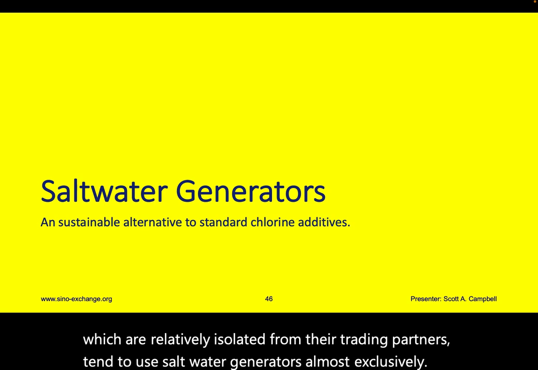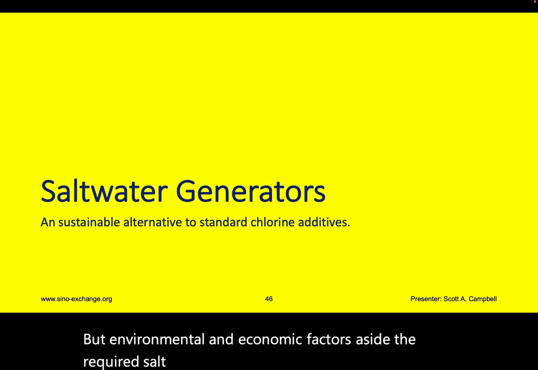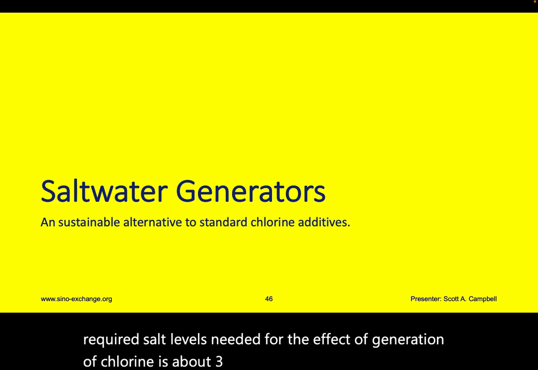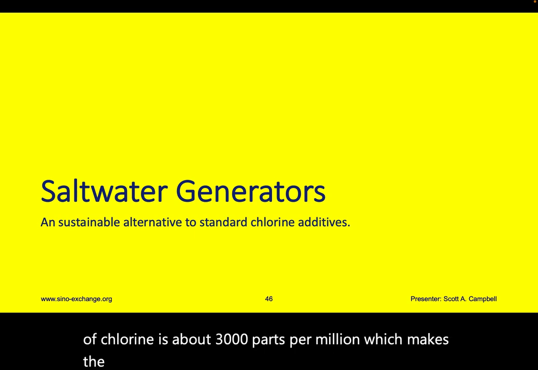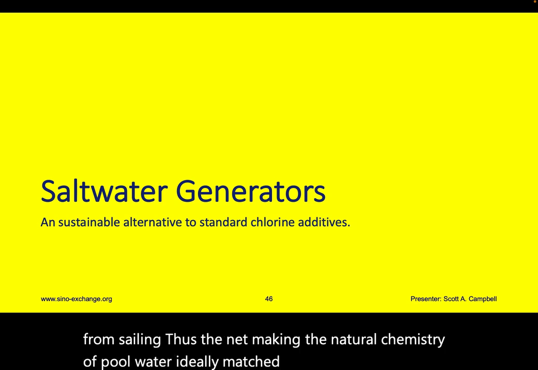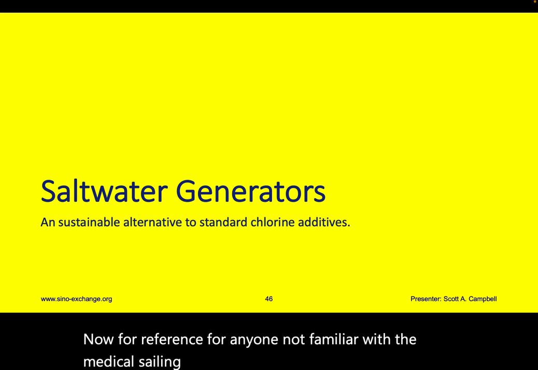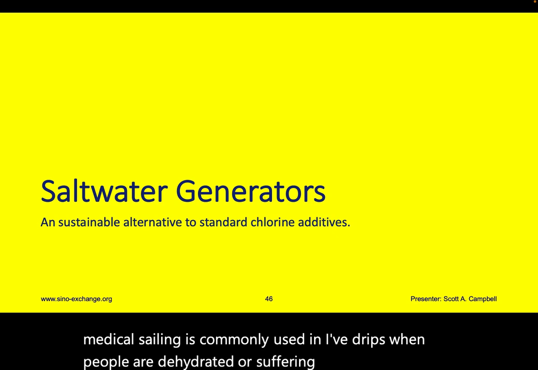But environmental and economic factors aside, the required salt levels needed for the effective generation of chlorine is about 3,000 parts per million, which makes the chemical composition almost indistinguishable from saline, thus making the natural chemistry of pool water ideally matched to our own physiology. Now, for reference, for anyone who's not familiar with the medical sciences, saline is commonly used in IV drips when people are dehydrated or suffering from severe vomiting or diarrhea.